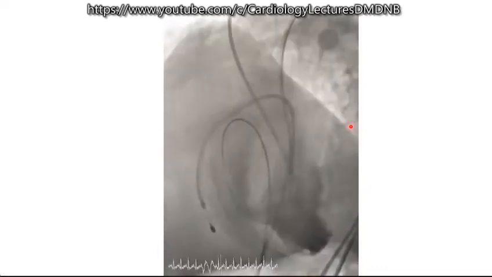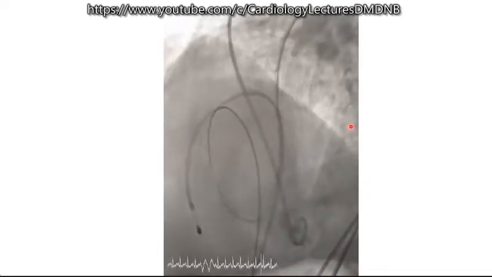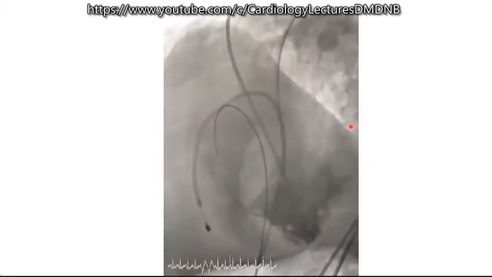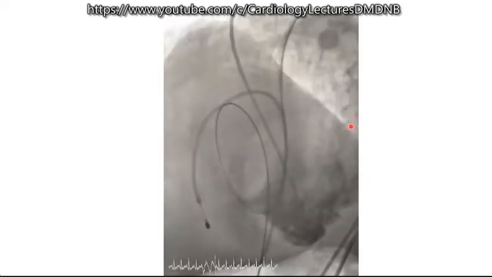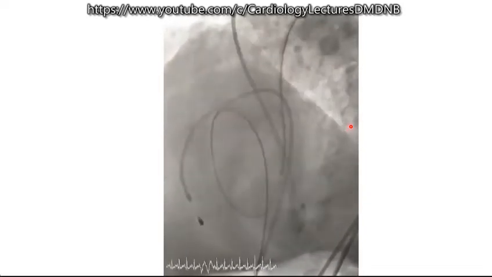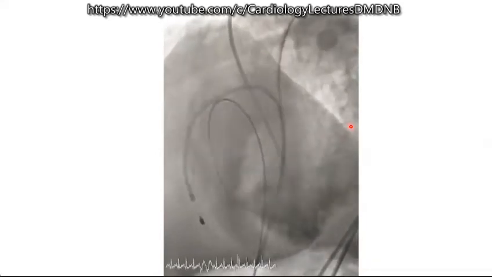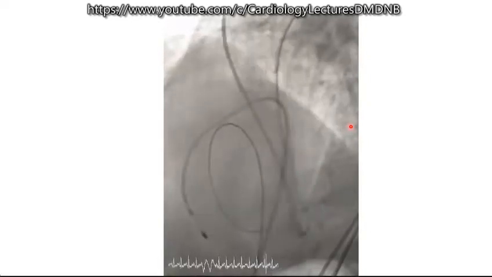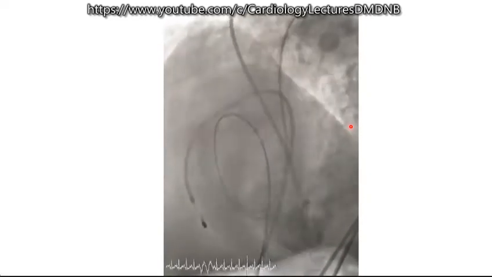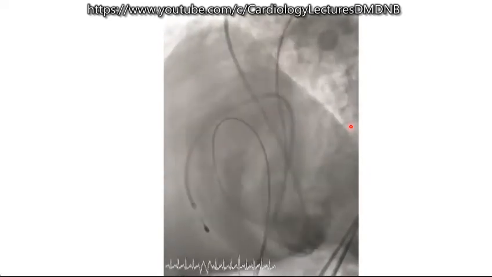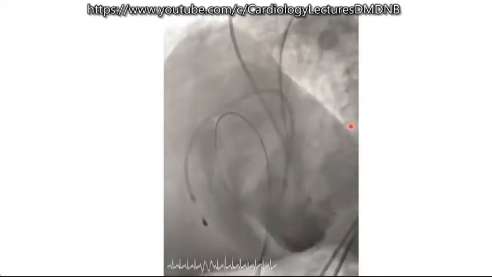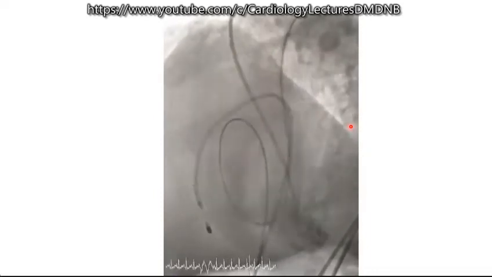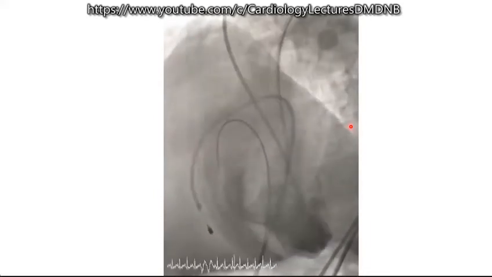And what is the purpose of taking an LAO view when you are doing an LV injection? When do you take the LAO view? When do you take the RAO view? So to see VSD, we take the LAO view. Yeah. When you want to separate out right from the left side, you want to separate out LV from RV, LA from RA, then you do an LAO view with a cranial tilt. So that will help you to differentiate LV from RV and LA from RA.